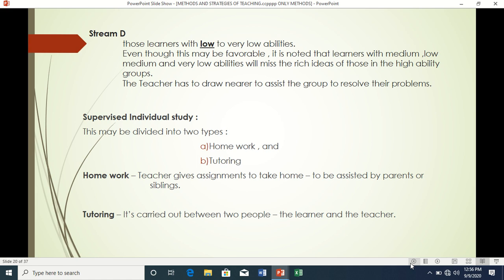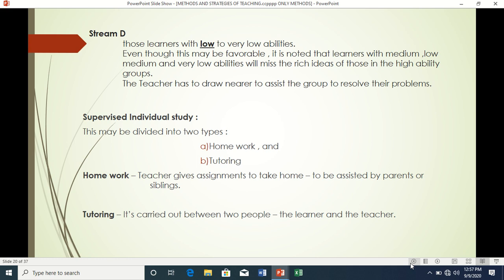So the teacher is interfacing. The learners have been streamed, but the teacher doesn't take a French leave. He sits, moves, and supports, supervises these groups when they have been given their group assignments.